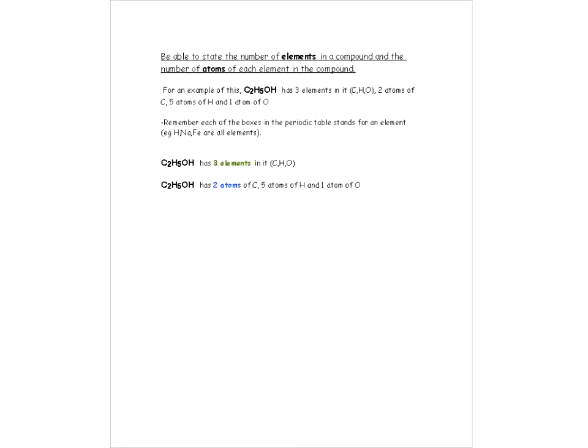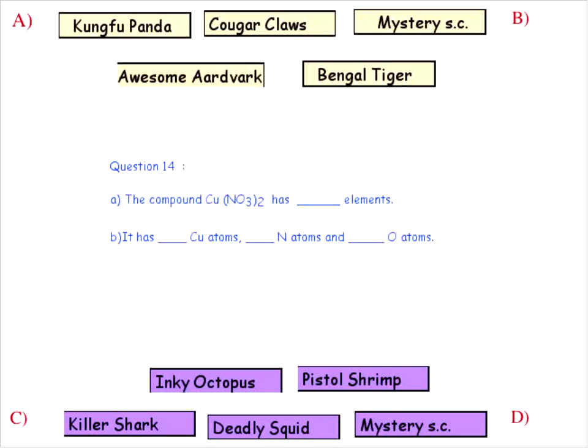So this part here is just talking about being able to look at a compound like this and being able to tell how many elements it has and how many atoms of each type of element. Now I made a mistake here. I said there were 5 atoms of hydrogen, and there should actually be 6 because there's 5 here and there's 1 more here. Okay, so the thing we need to know here is there's 3 elements, right? Carbon, hydrogen, and oxygen. And of the carbon, there's 2 atoms. Of the hydrogen, there's 6. And of the oxygen, there's 1.